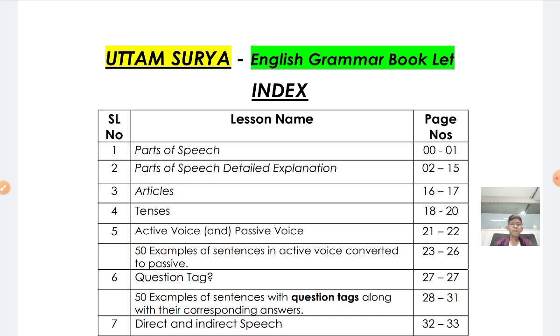So firstly we look at the English grammar booklet index. So the chapter number 1 is parts of speech. Chapter number 2 is parts of speech detailed explanation. Chapter number 3 is articles. Chapter number 4 is tenses. Chapter number 5 is active voice and passive voice. Chapter number 6 is question tag.